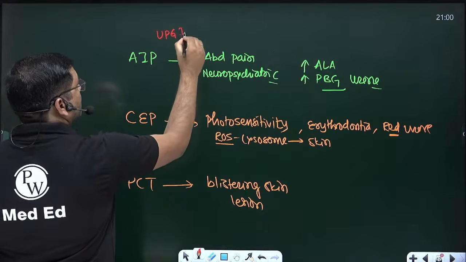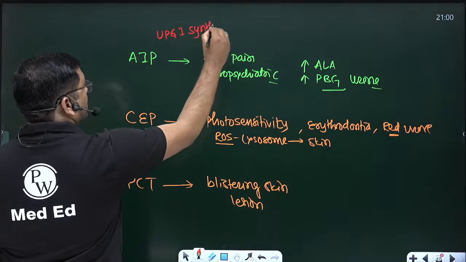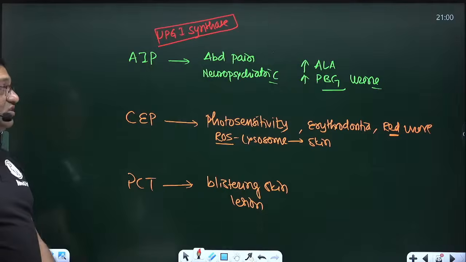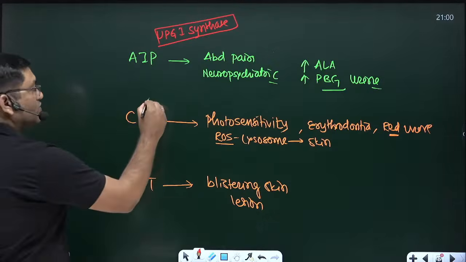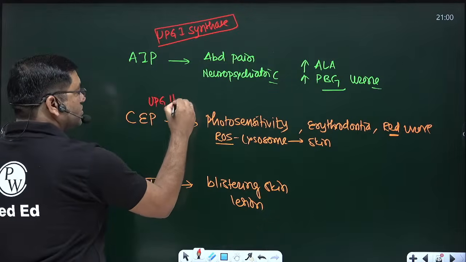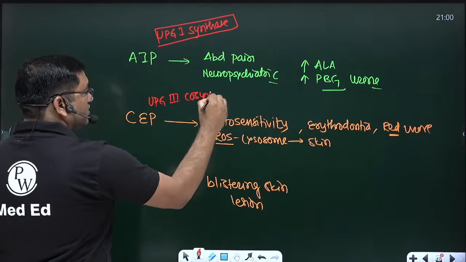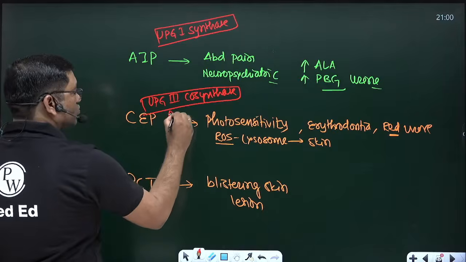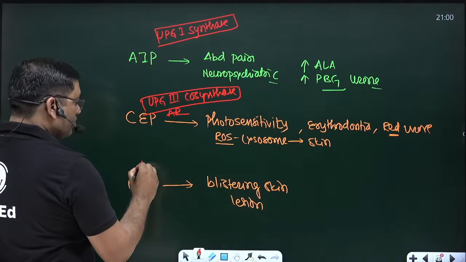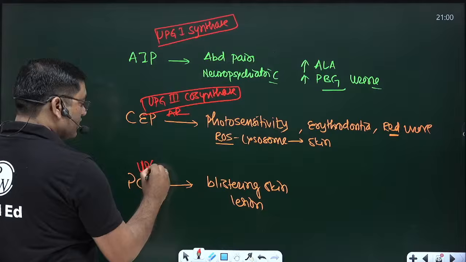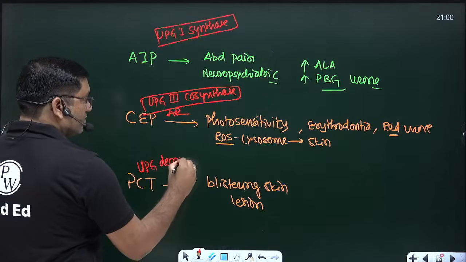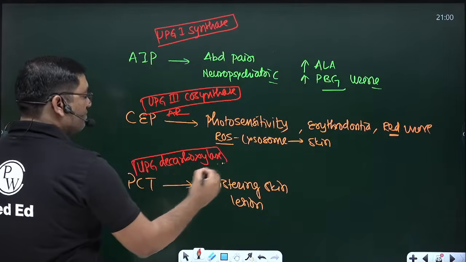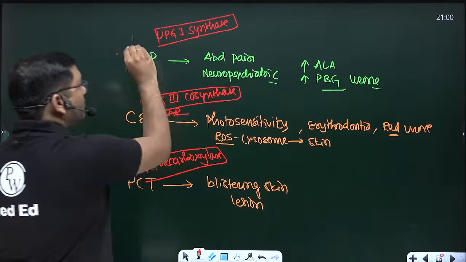Acute intermittent porphyria is because of uroporphyrinogen I synthase, also known as porphobilinogen deaminase or hydroxymethylbilane synthase defect. Congenital erythropoietic porphyria is autosomal recessive, and this is because of uroporphyrinogen III cosynthase defect. Porphyria cutanea tarda is because of uroporphyrinogen decarboxylase defect.